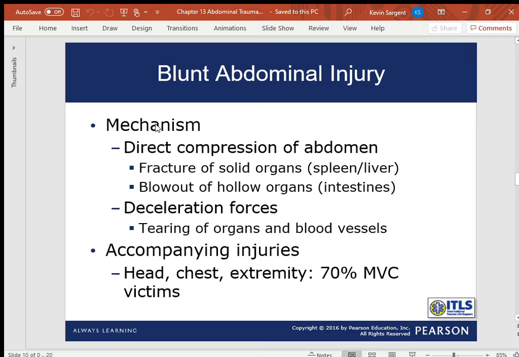Blowout of hollow organs, such as your intestines. It could be your gallbladder, which holds bile. It could be your intestines. It could be your stomach. Any of those hollow organs.